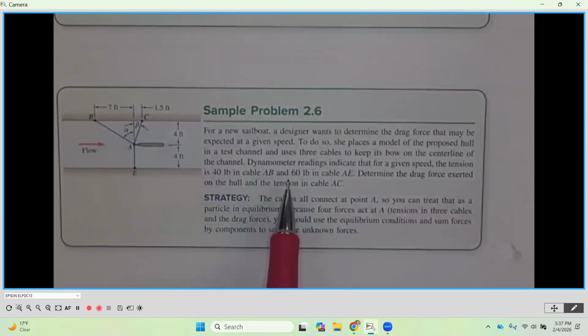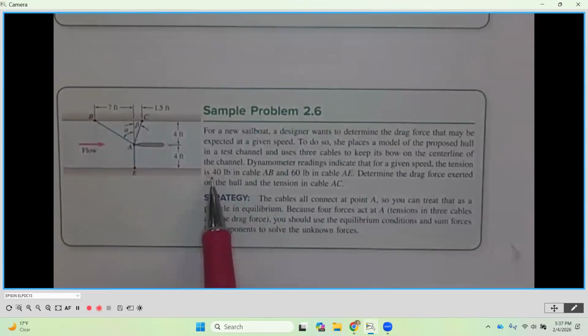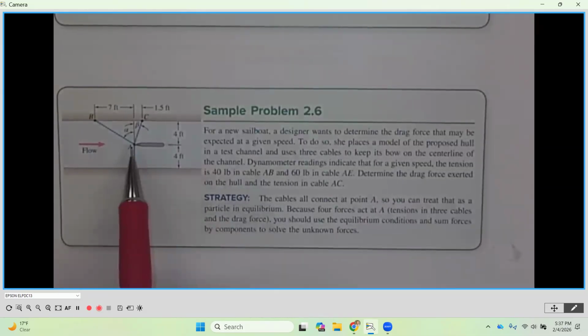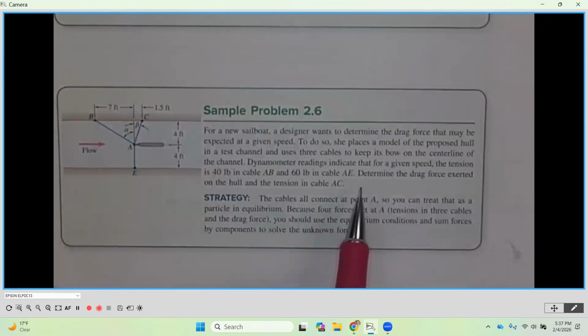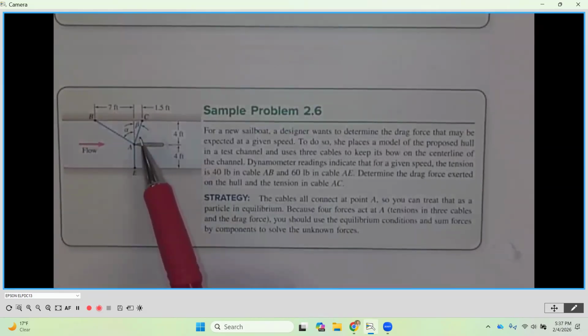Dynamometer readings indicate that at a given speed, the tension is 40 pounds on cable AB. So AB is right here. So 40 pounds on that cable, 60 pounds on cable AE, which is going vertically. They want you to determine the drag force exerted on the hull and what is the tension in AC along here.